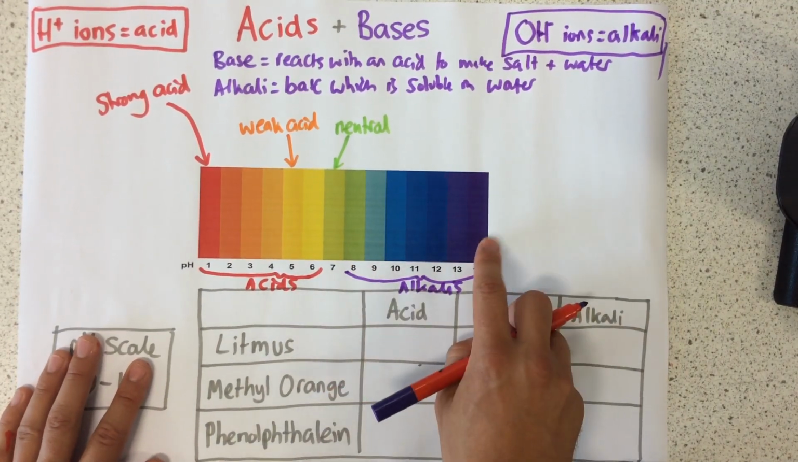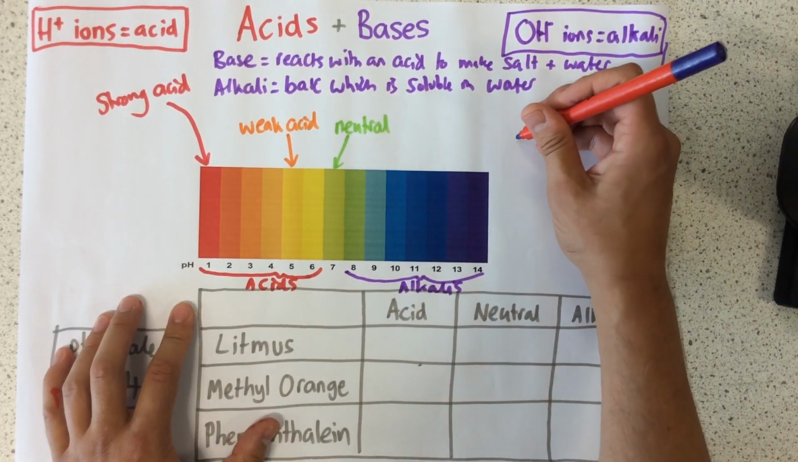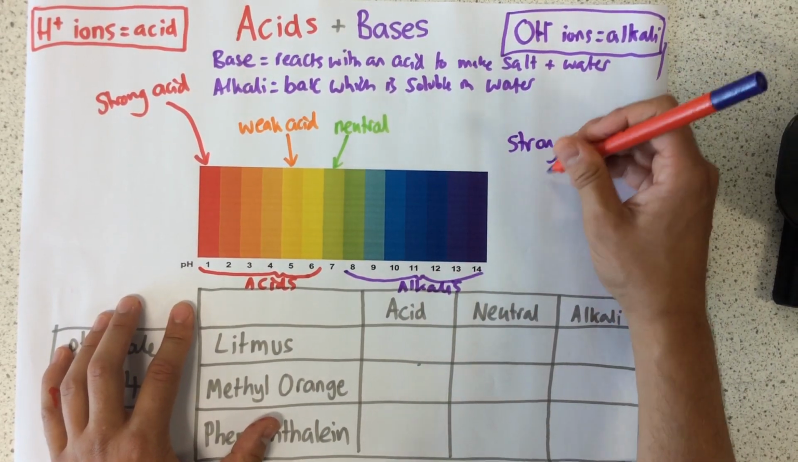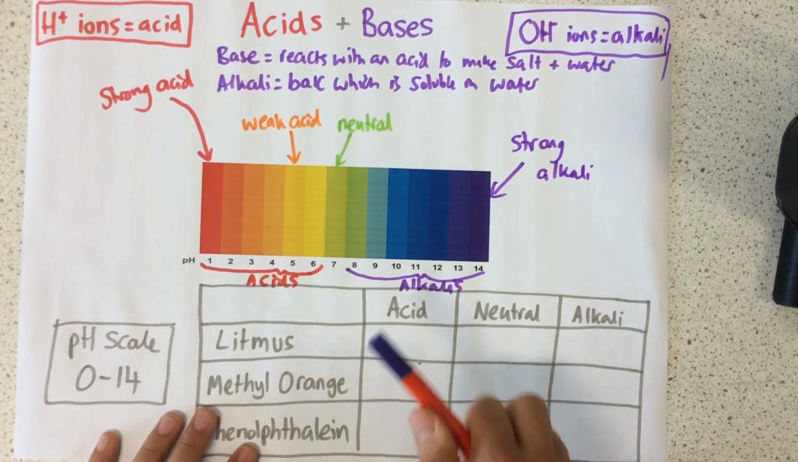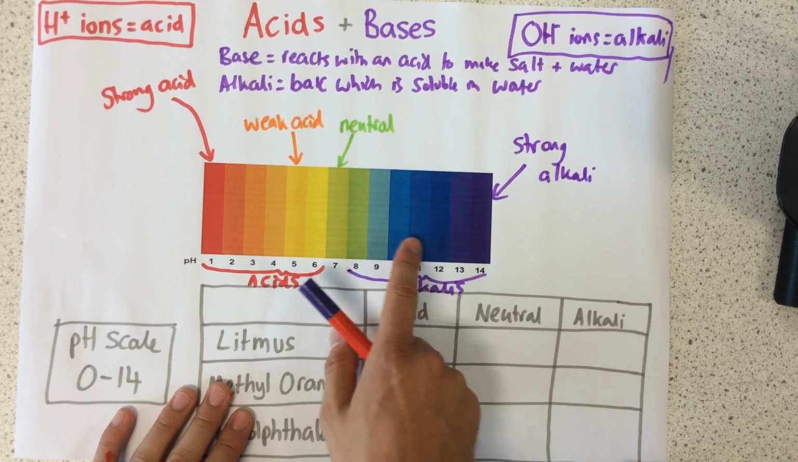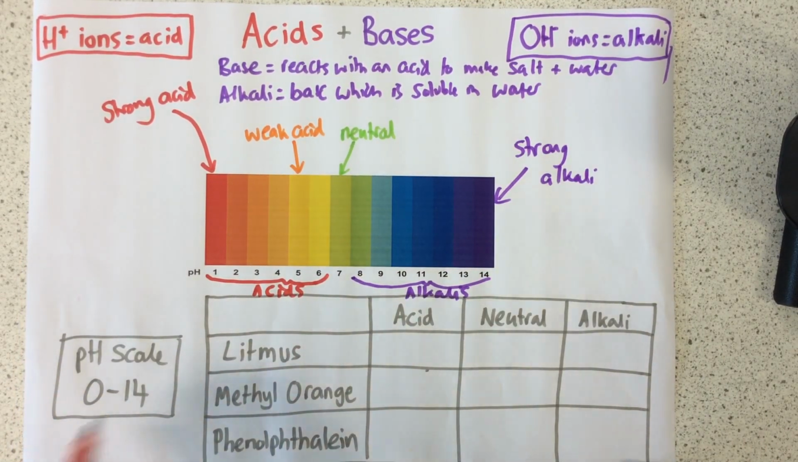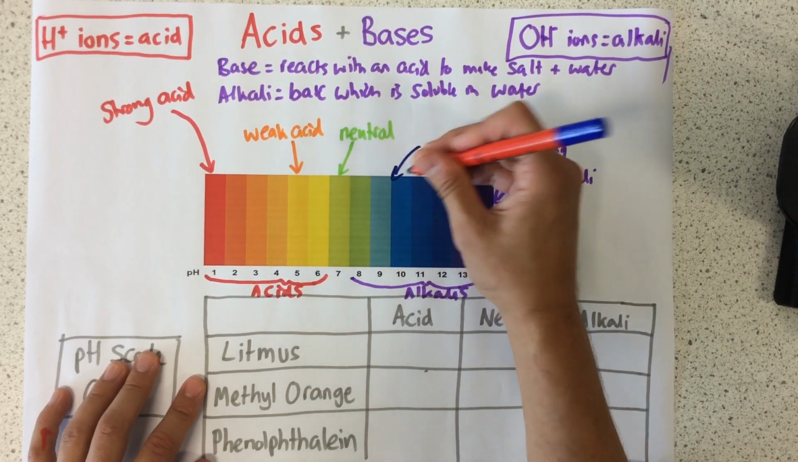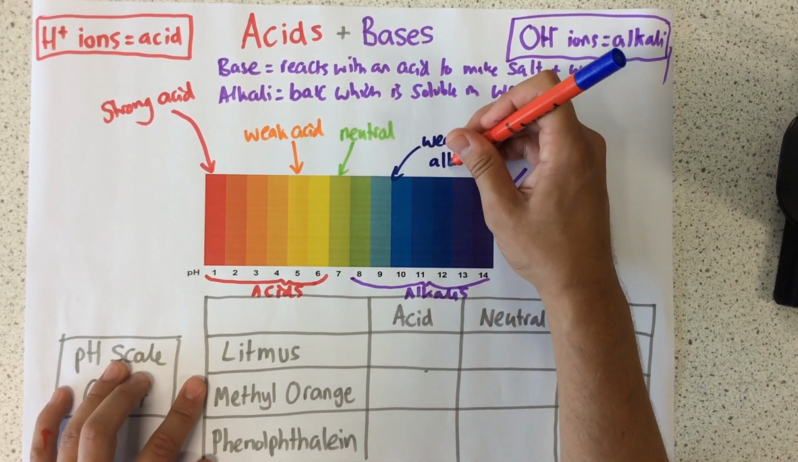So right at this end, we have a very high concentration of OH minus ions. That means over here, we have extremely strong alkalis, such as bleach. The closer we get to neutral, the lower and lower the concentration is of OH minus ions. So let's say around 9 or 8, here we have weak alkalis.